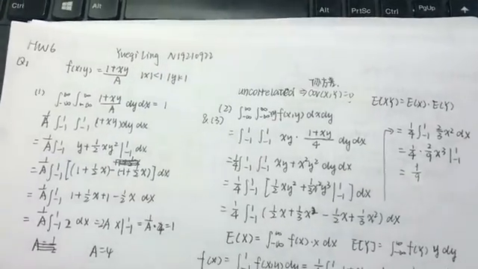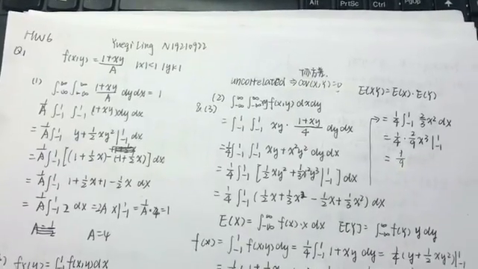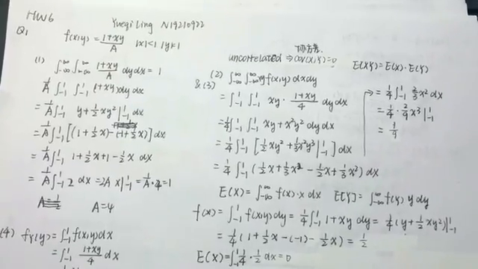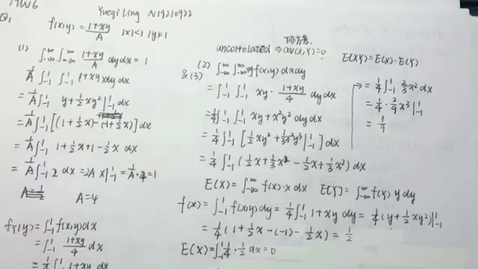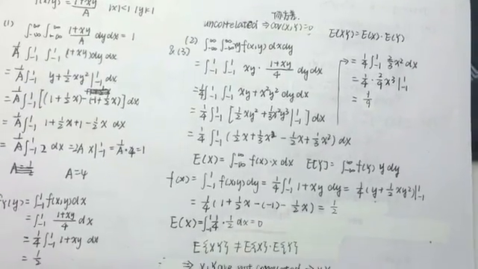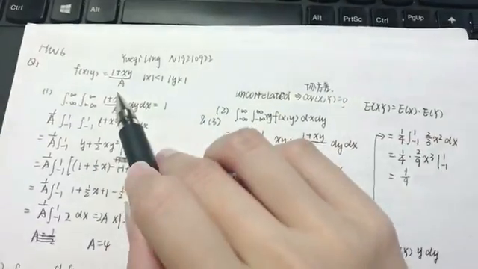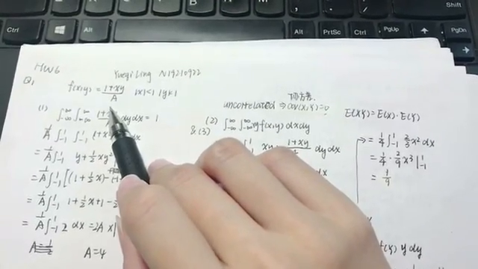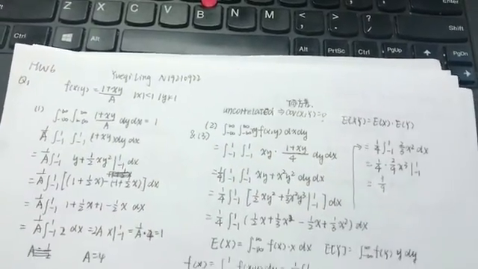I'm Yesiling. Here I'm going to show you the solution of question 1 in homework 6. Question 1 provided us xy's joint density function. And the question 1 asked us to find out the A so that the above defined is a valid joint density function.